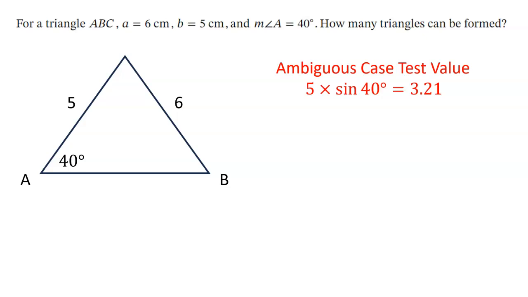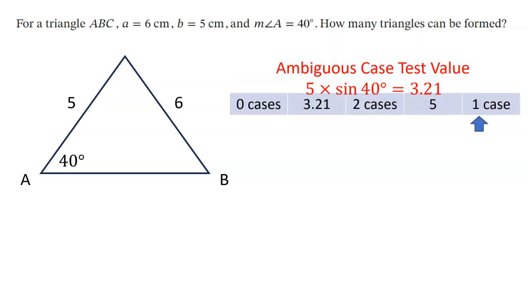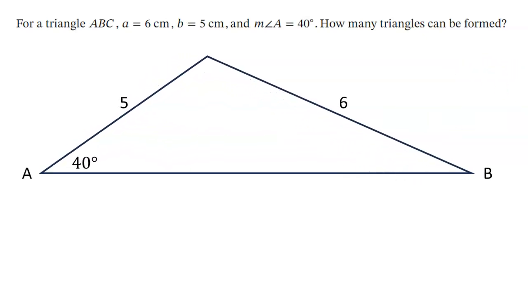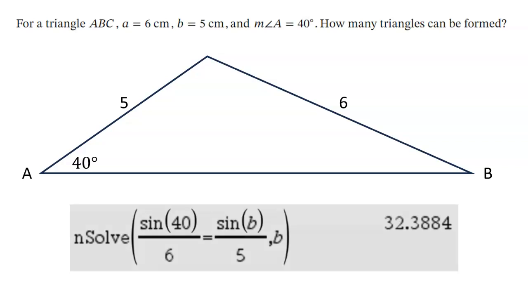I'm going to take my test value, which is 3.21, and I'm going to picture it and say, well, consider 3.21 as my test value and 5 is the adjacent one. 6 is bigger than the 5. That means there's one case again, and you definitely have this long one here. So B is exactly what your calculator will tell you it is. It's an acute angle, and that will be 32.4 degrees. And there can only be one case.